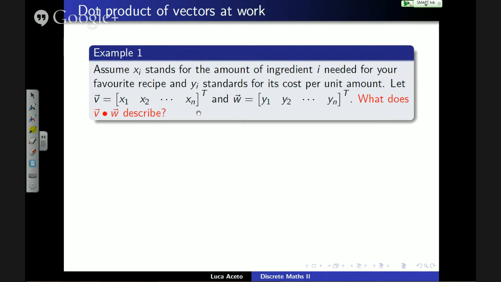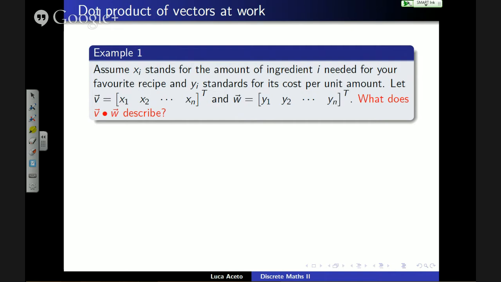Now, stuff costs. I mean, nobody gives you anything for free. So here's a vector W that tells you the unit cost for each one of the ingredients that you need. So Y1 is the unit cost for the first ingredient, of which you need X1 units. So for instance, if the first ingredient is an egg, you need X1 eggs to bake your cake, and one egg costs Y1 krona.